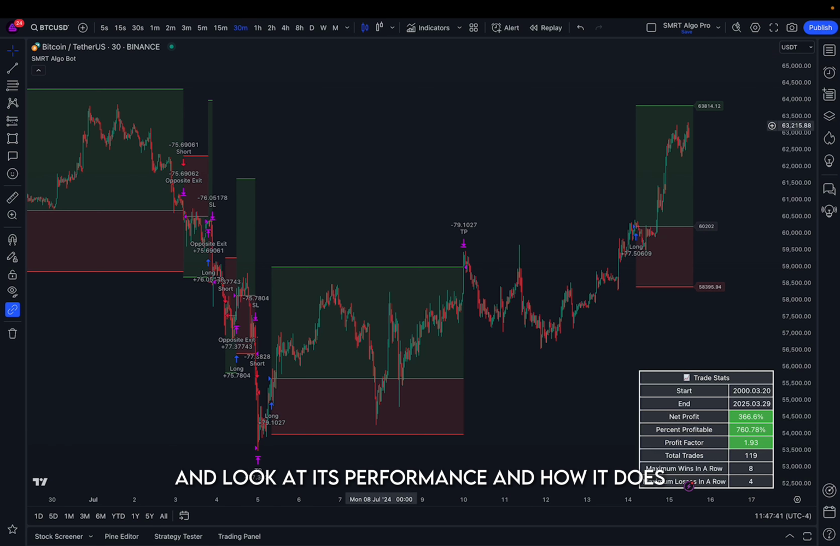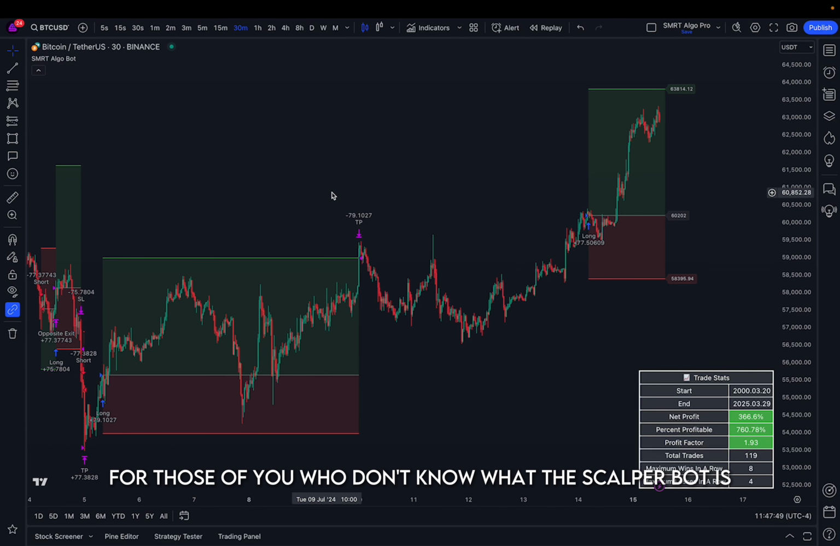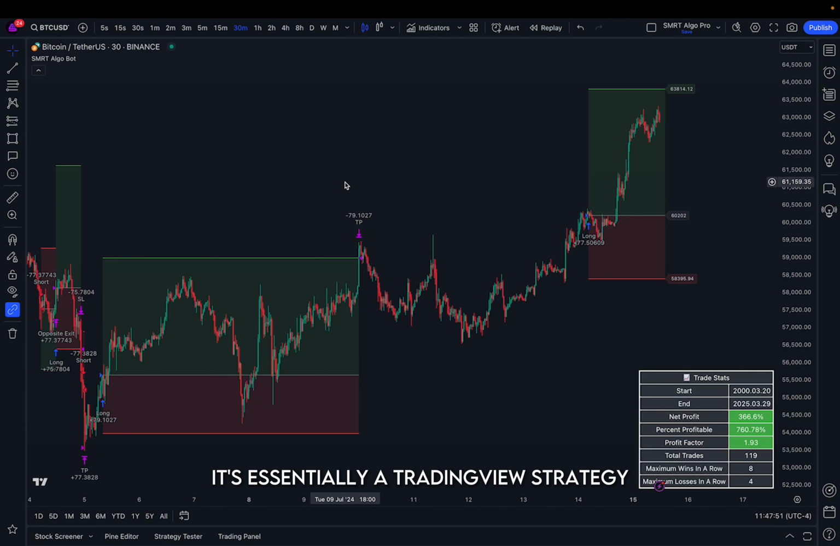it does historically. So for those of you who don't know what the Scalper bot is, it's essentially a TradingView strategy which can be automated and connected to your broker, and you can automate the trades in the form of webhooks, which allows TradingView to take trades based on these webhooks on your broker platform.